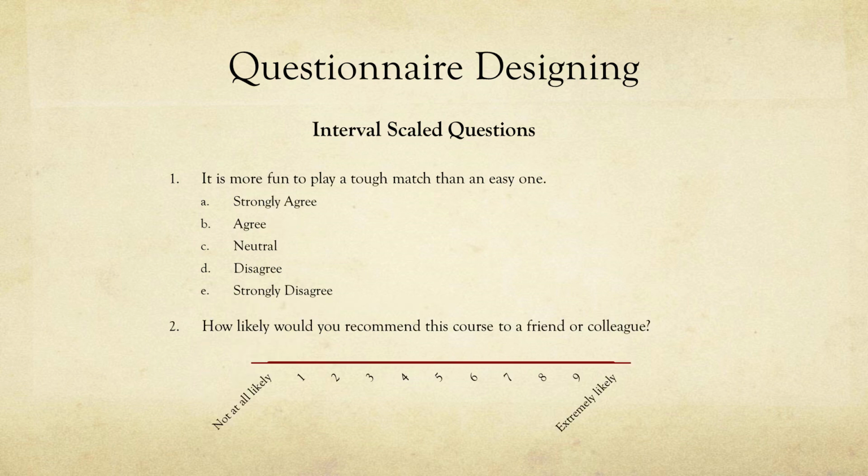Okay, let's move on to the third example of interval scale question. So let's see the second question. This is called a rating scale, and I have actually given a 0 to 10 rating here. How likely are you to recommend this course to a friend? If it's not at all likely, that is 0, and extremely likely, that is 10. You can actually measure this in the form of a scale, and that is what it is, an interval scale.